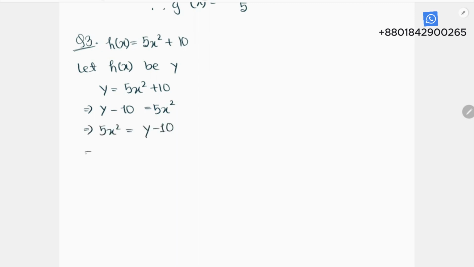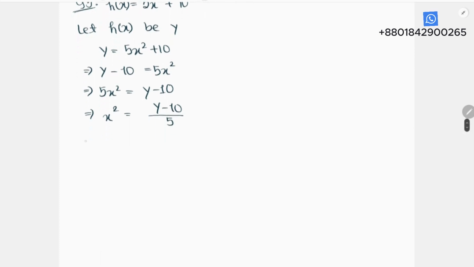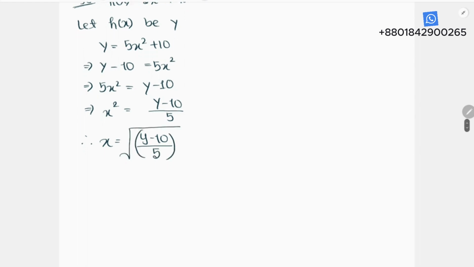So you start making x the subject, everything on the right hand side, and you have x squared, so it becomes (y minus 10) over 5. Remember, you're not trying to make x squared the subject, you have to make x the subject. So you just shift that square to the right hand side, it becomes a root over the entire fraction. So (y minus 10) over 5, entire fraction under a root. And since you're trying to find out the inverse of h(x) function, it will be h inverse of x, which is the square root of (x minus 10) over 5. Instead of writing y, you just write x.